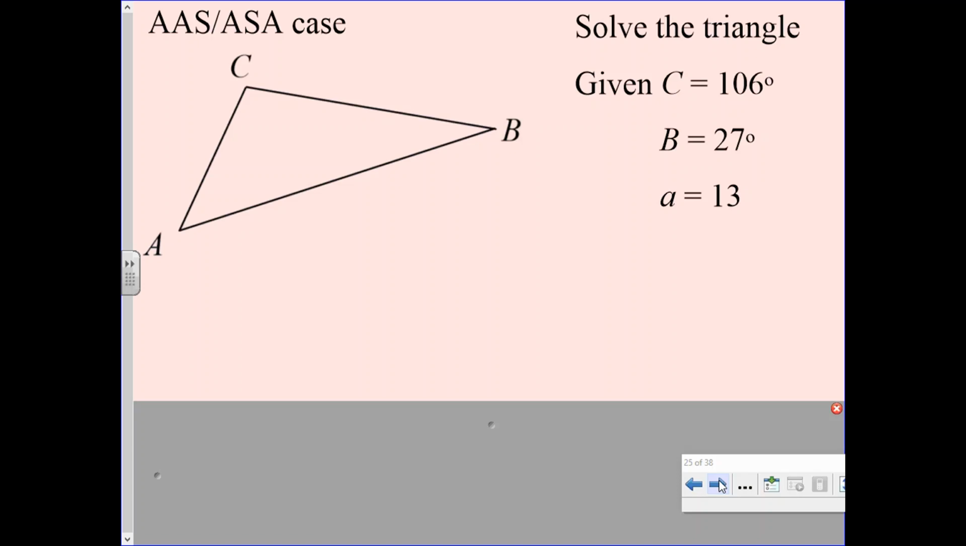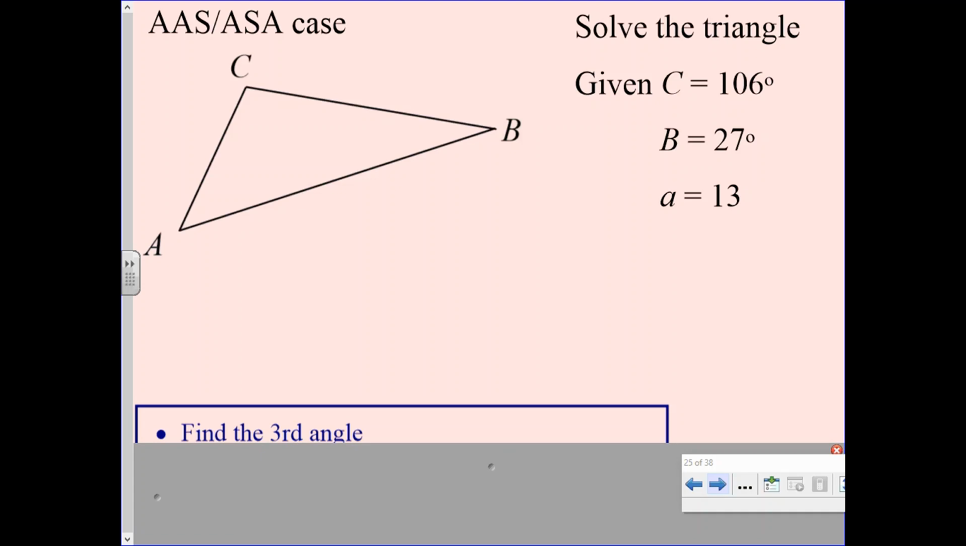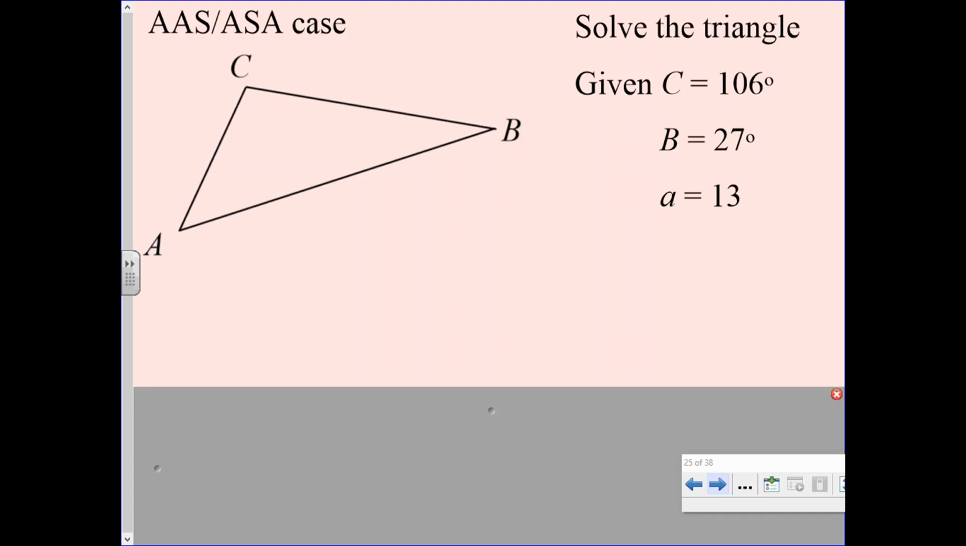So listen, I always recommend that we draw the triangle and label it. You don't have to do that, but I do think it's a good idea. So I'm going to do that. Angle C, 106, angle B, 27 degrees, and then side A. Remember, the sides are always opposite from the angles themselves, so the 13 will come over here. And so obviously we need to find angle A, and then we need to find side B, and we need to find side C.